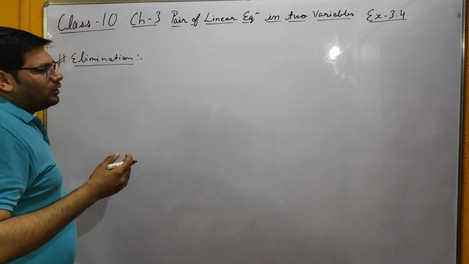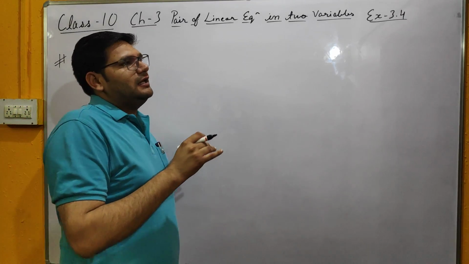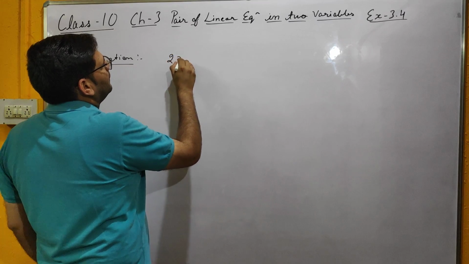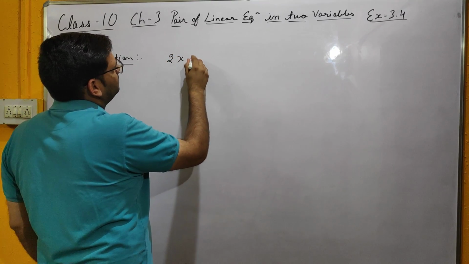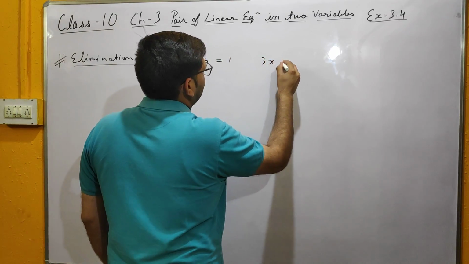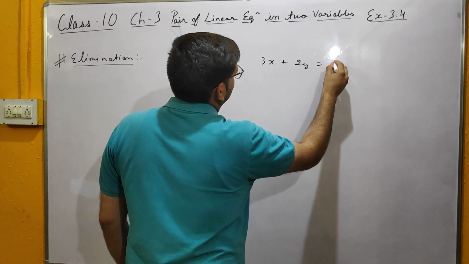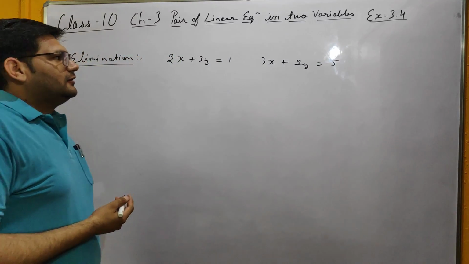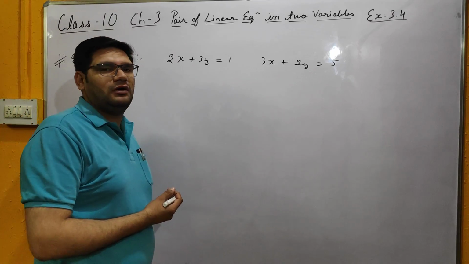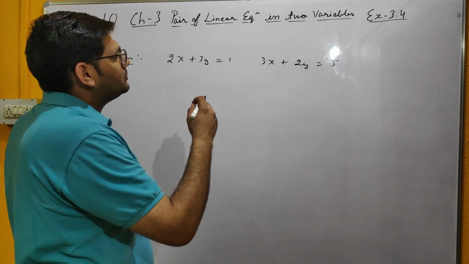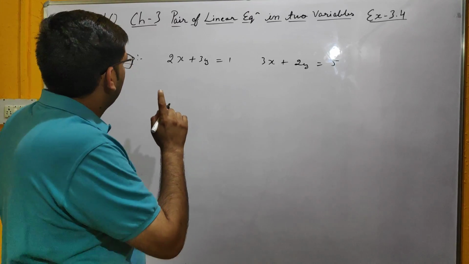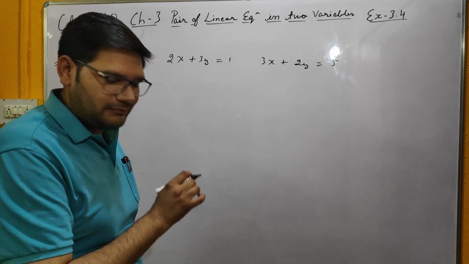Elimination method. Now what is the elimination method? I'll just take an example. I will write a pair of linear equations in two variables, 3x plus 2y equals 5. So in front you have a pair of linear equations in two variables. Now we will be solving these and finding out the values of x and y by using the elimination method.